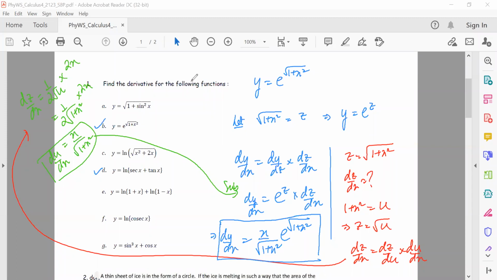Okay. Aryan, question 4 of which worksheet? This one, worksheet 4, which I'm showing right now. Okay, I'll come to that.